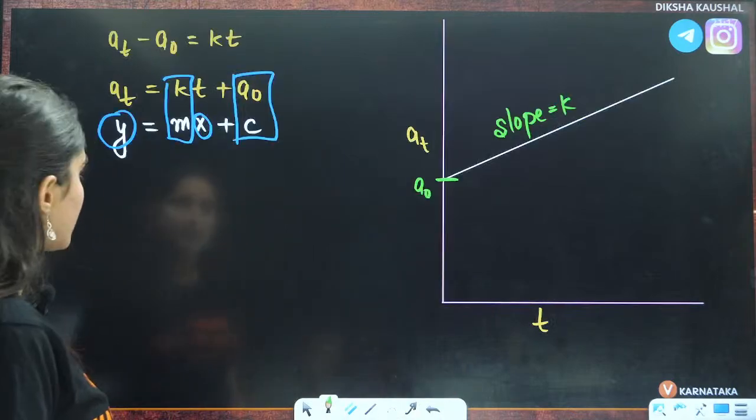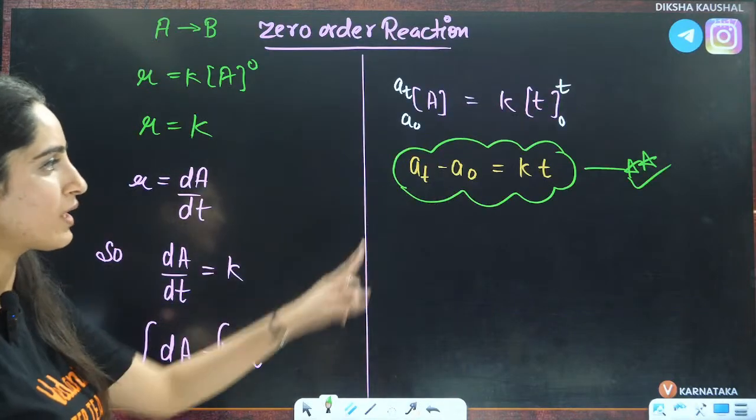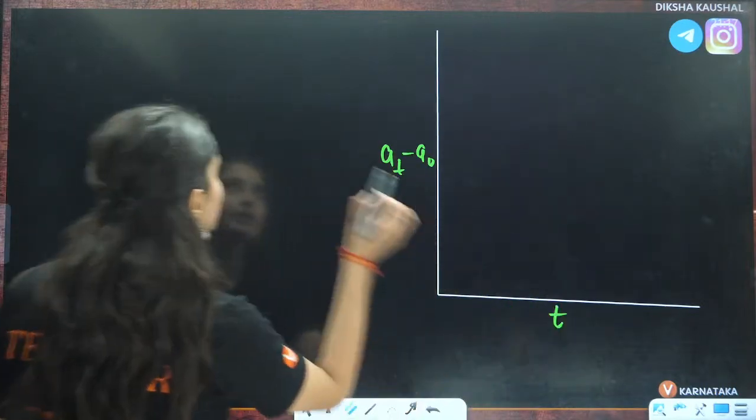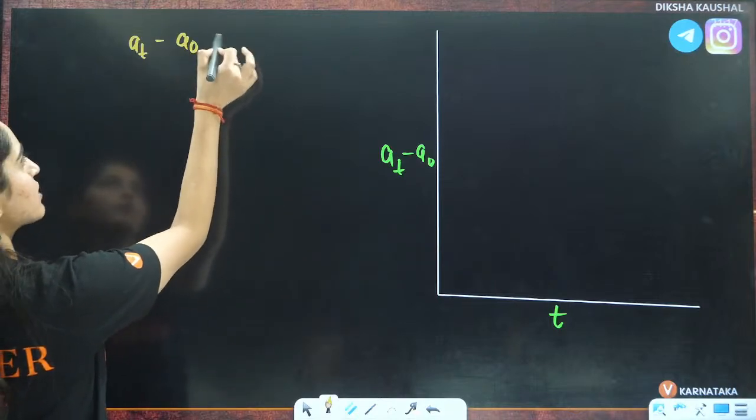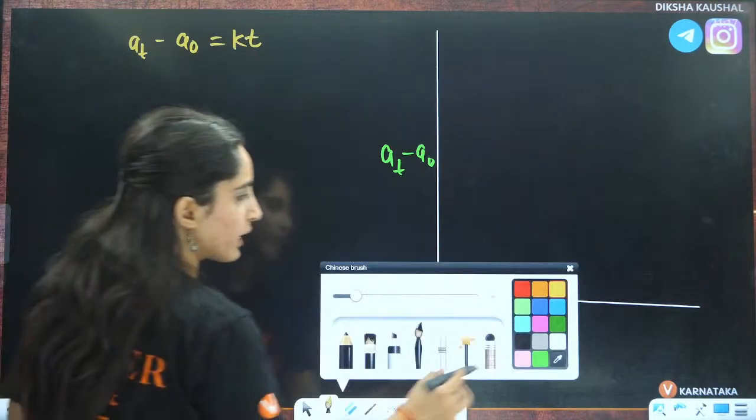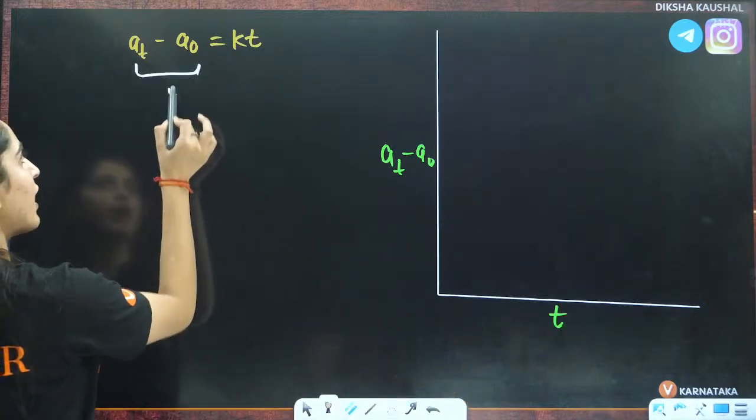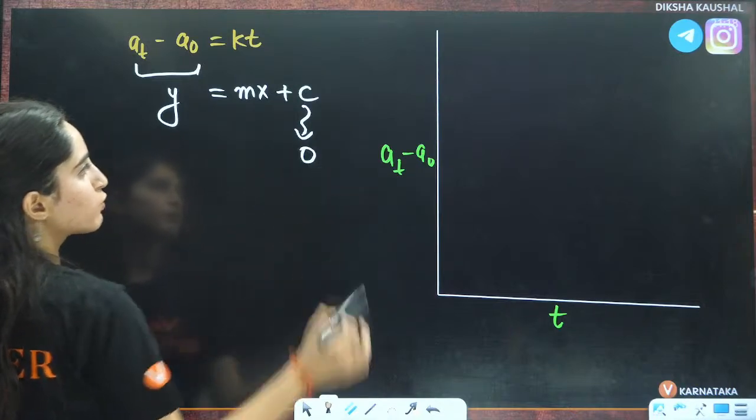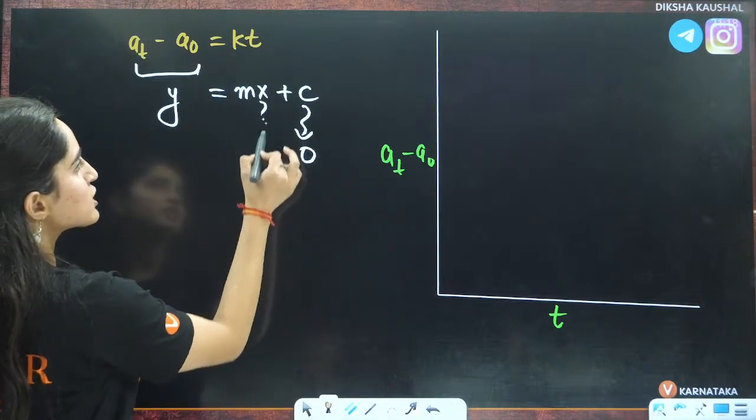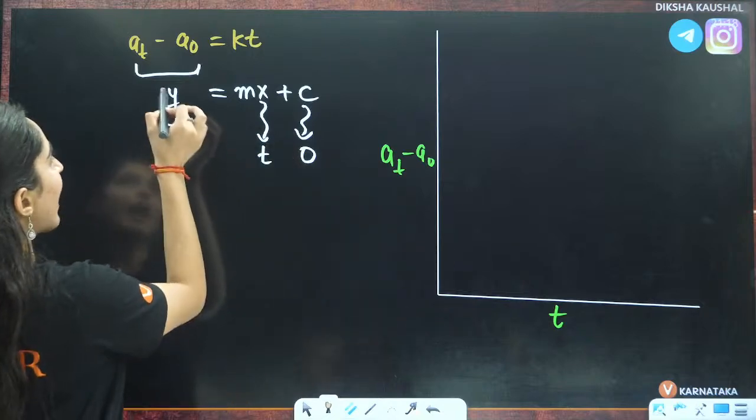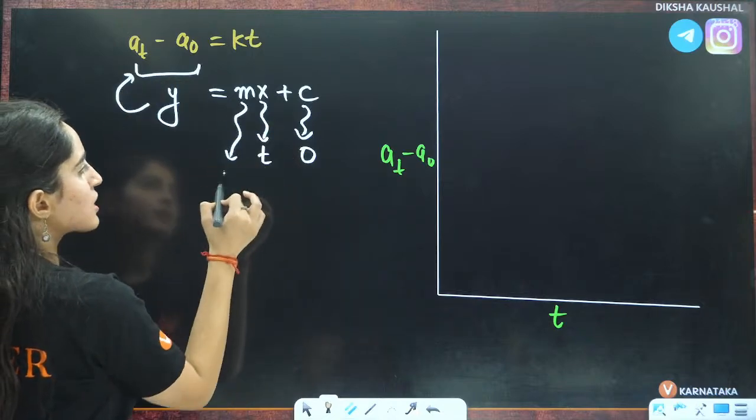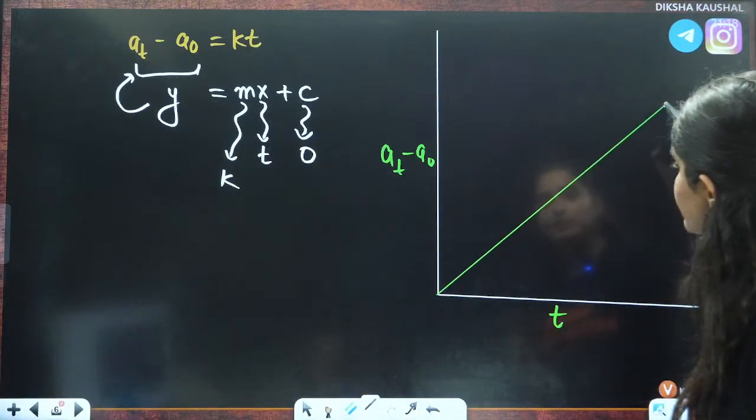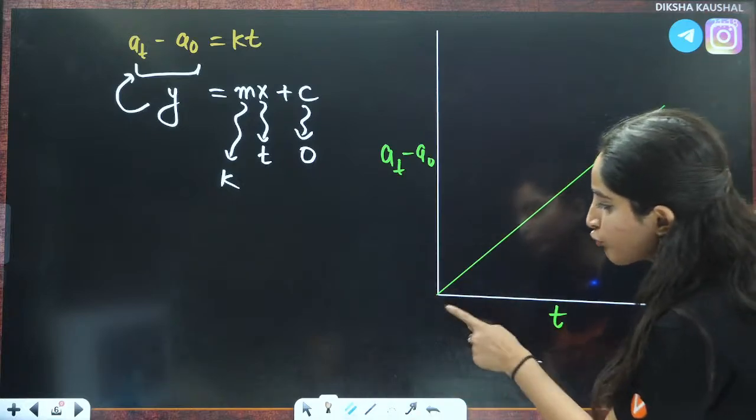What is A_t minus A naught, everybody? That is kt, right? So we just need to write the formula here: A_t minus A naught is equal to kt. This I have to take as y, in y = mx + c. So the intercept will become equal to 0, x will become equal to t, and the slope is equal to k. So here also the slope is positive, but the intercept is 0. That means it is going from the origin, right?